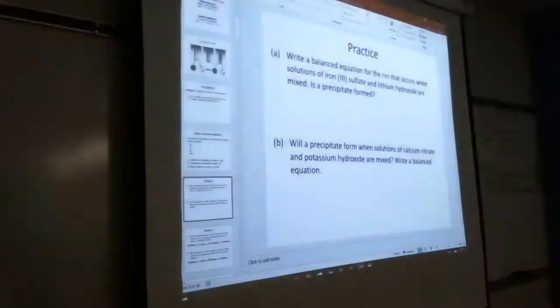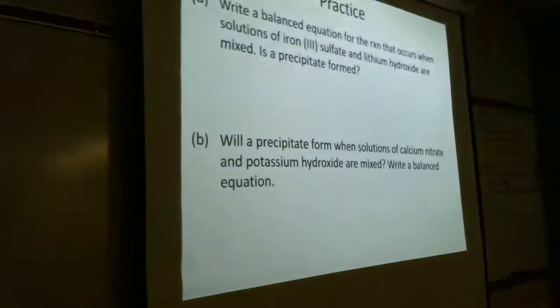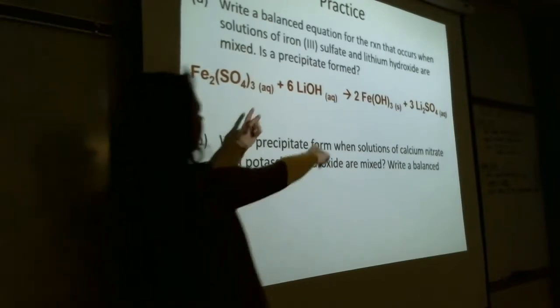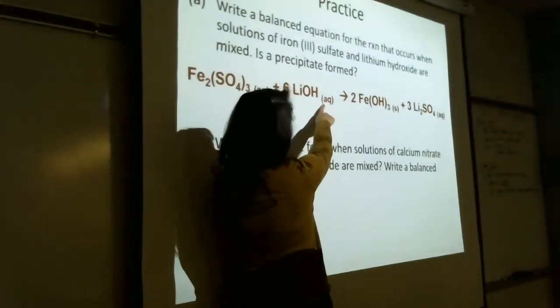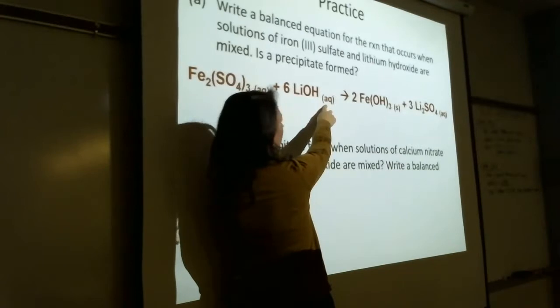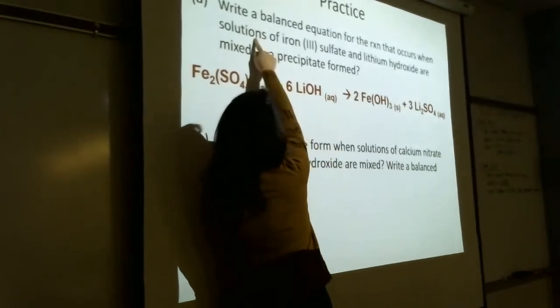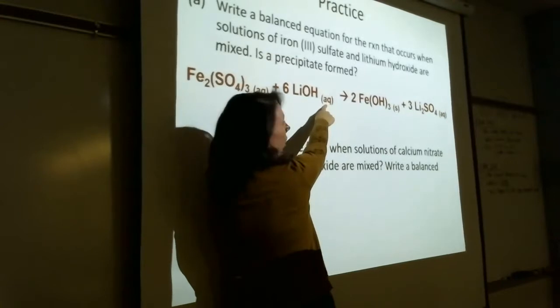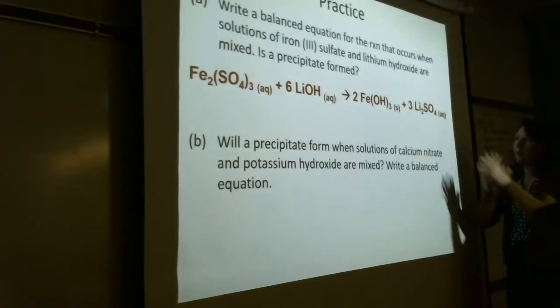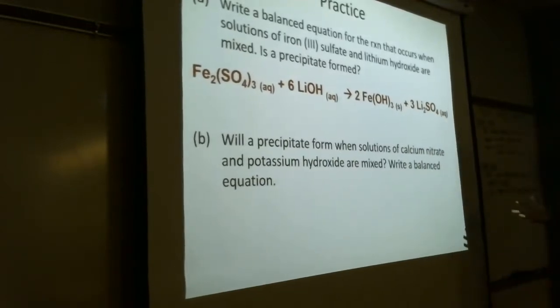Let's see the answer here. So in part A, are you going to get a precipitate? Yes or no? Yes, you do get a precipitate. The precipitate is iron 3 hydroxide. You don't have to look up the solubility of your reactants because the reactants are solutions, which means they have the subscript AQ. You never need to look up the solubility of your reactants because the problem says solutions, therefore you know that they're soluble. All you need to do is figure out what your products are, do your double displacement, and then look to see what the solubility of your products is.